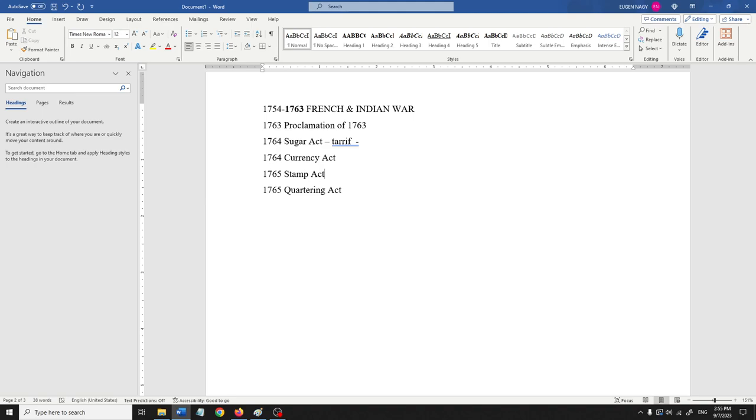However, as I said, it's not just passing measures, but how you pass them and also how they're received and how they're interpreted. Because, for example, famously, the Stamp Act was the act that resulted in the famous call, no taxation without representation. And where did this come from?